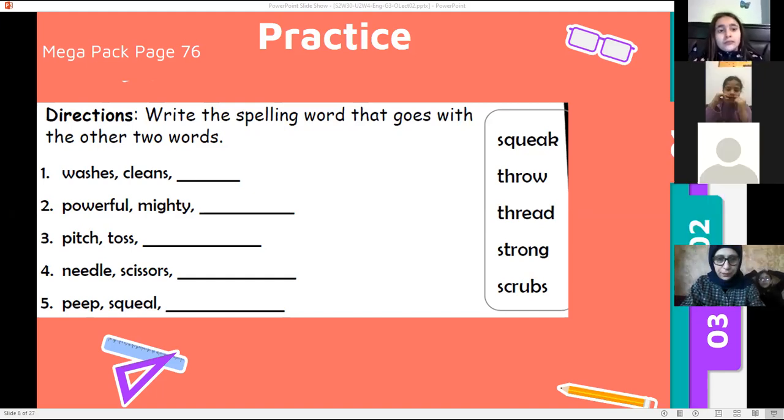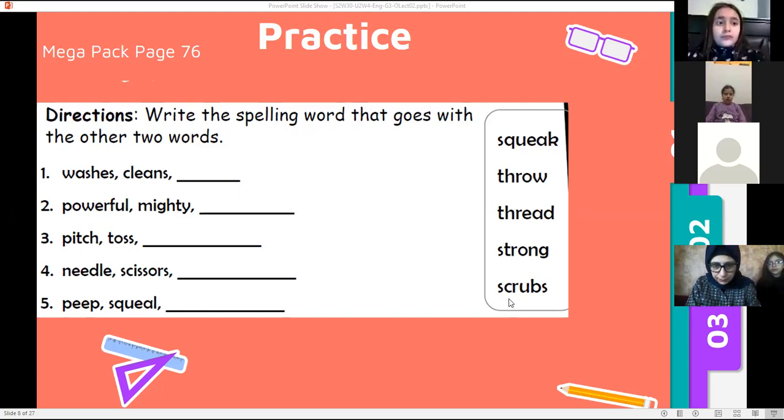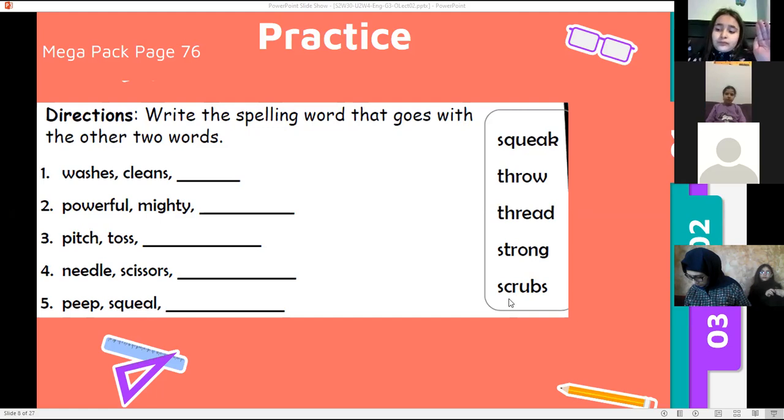Hashem, yalla Hashem. Hashem, are you on mute? Looks like it. Number two, Hashem. Now I am unmuted. Number two: powerful, mighty, strong. Powerful and mighty means strong. Excellent. Yalla, Kristen.